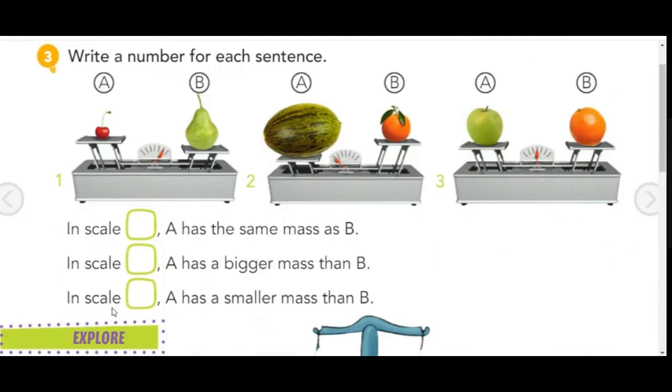And the last one, in a scale of 1, 2, or 3, A has a smaller mass than B. If you think that the cherry has got smaller mass than the pear, write 1. If you think that the melon has got smaller mass than the tangerine, write 2. Or 3, if you think that the apple has got smaller mass than the orange.